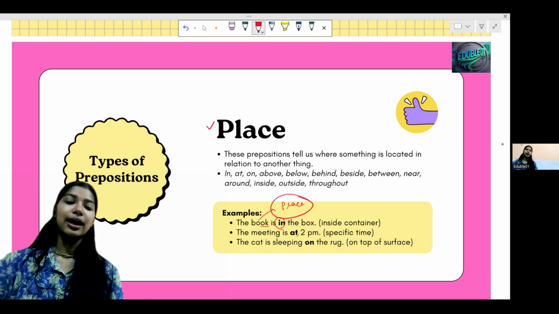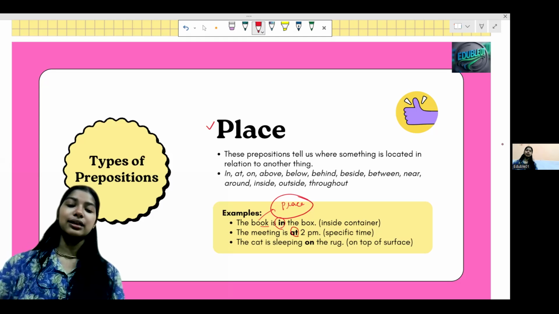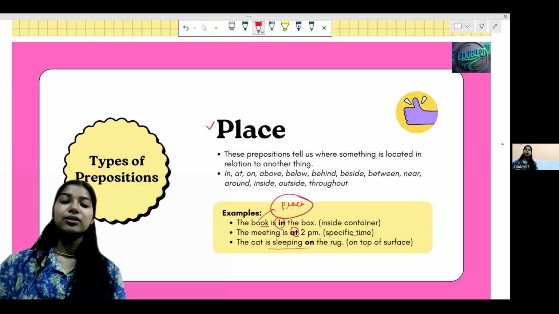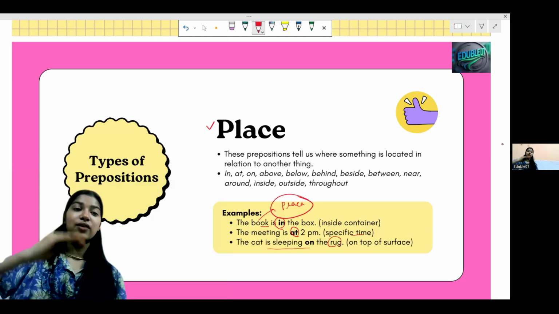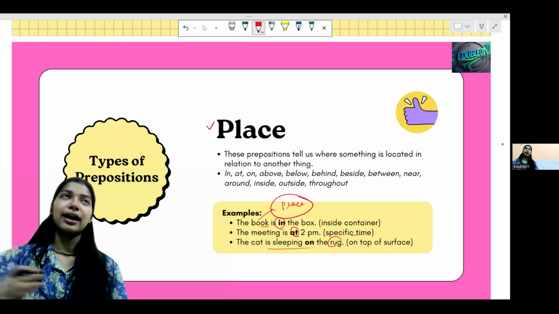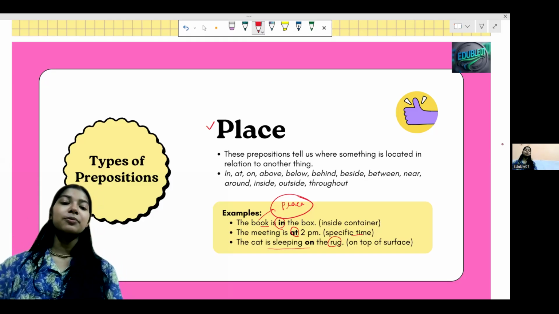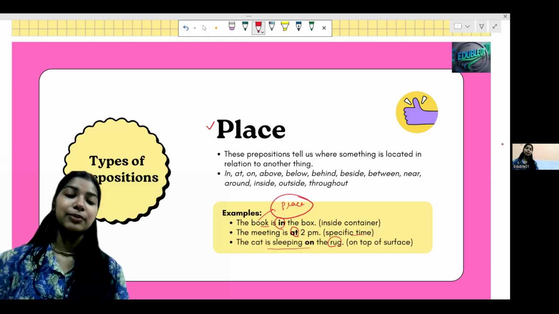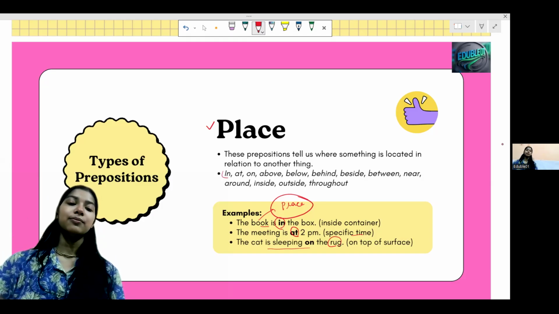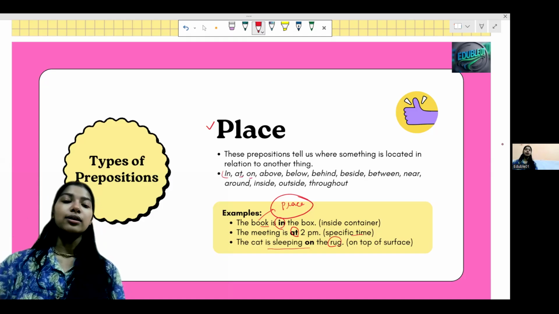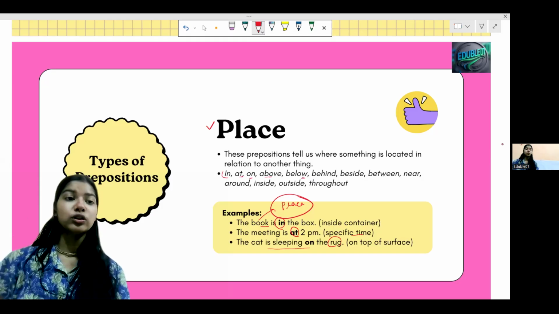The meeting is at 2 p.m. That is telling us a specific time. The cat is sleeping on the rug. It is telling us where the cat is sleeping, so that is the place of the cat, right? The other prepositions we can use as place prepositions are in, at, on, above, below. You can say the cat is below the table.